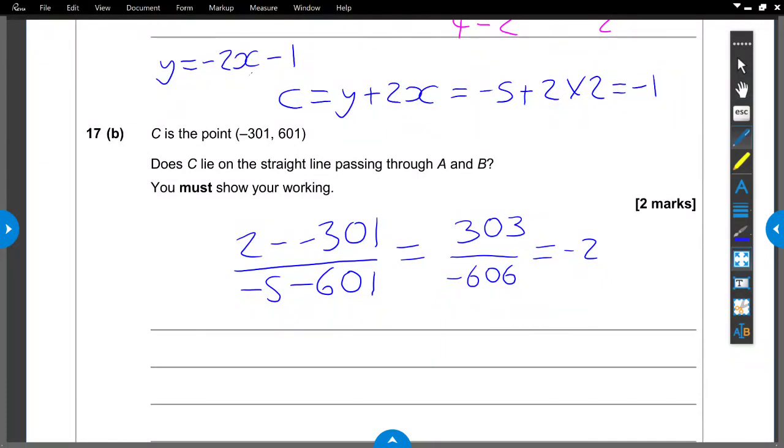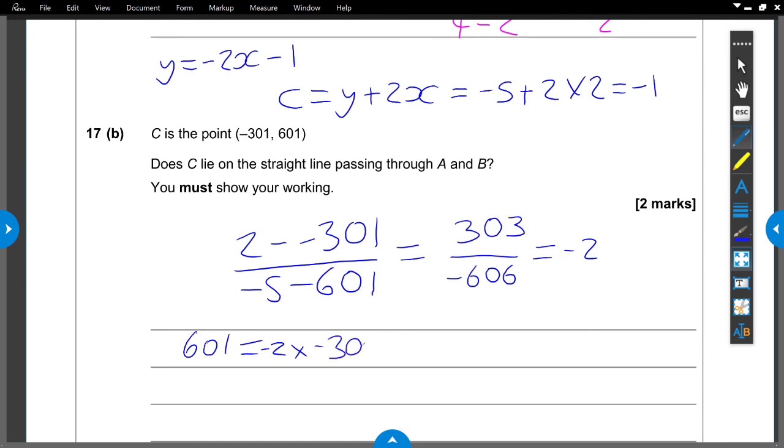Okay, so we've got the equation. If point C lies on that line, this straight line, then the line must continue. It must lie on that line. So we can check it. We can see if it works. So we can set y equal to 601 equals -2 times x, which is -301.